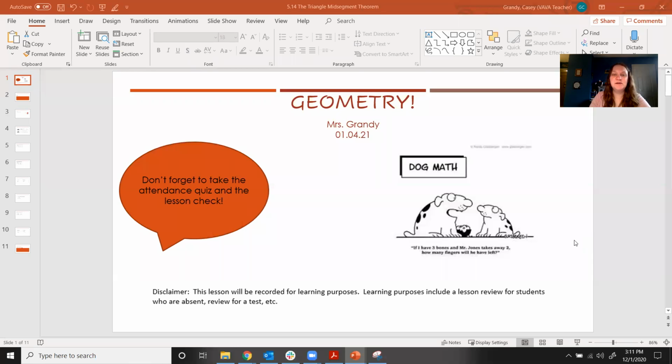Hello everyone. Today we are going to be covering lesson 5.14, the triangle midsegment theorem.